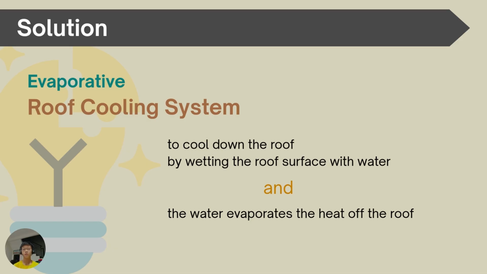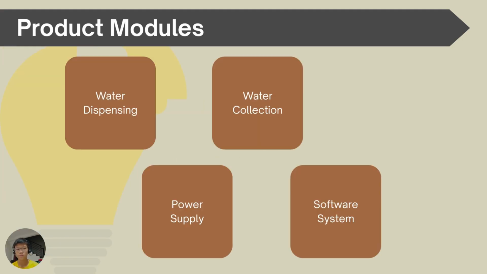So, the solution for this problem is the evaporative roof cooling system to cool down the roof by wetting the surface of the roof with water, and the water evaporates the heat off the roof. So for the product modules, we have water dispensing, water collection, power supply, and software system.